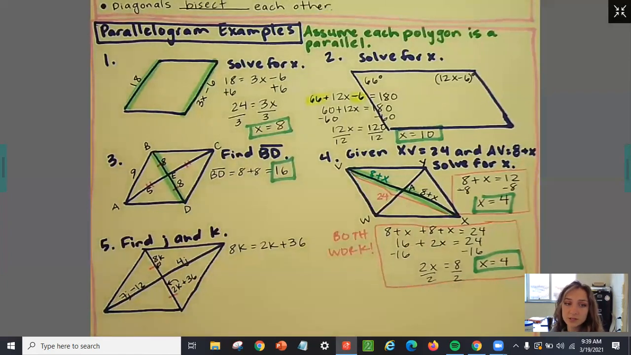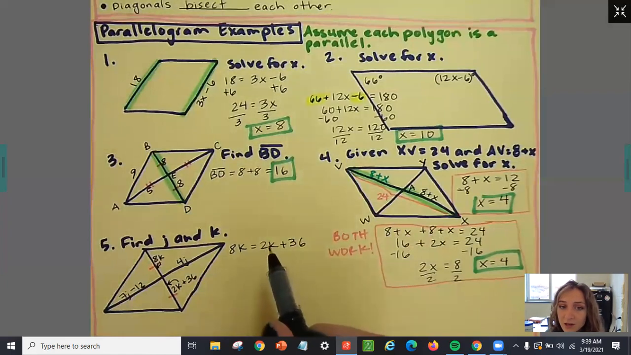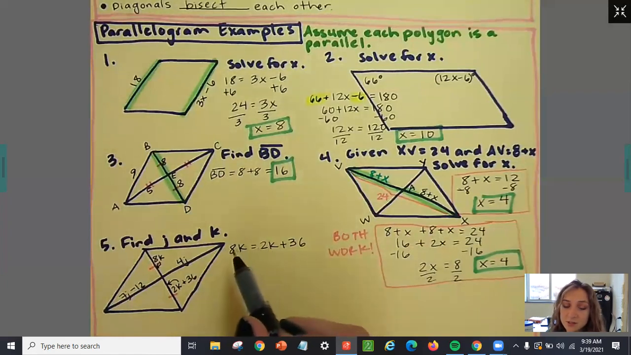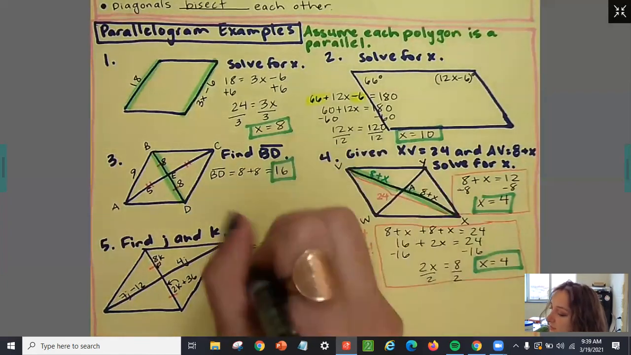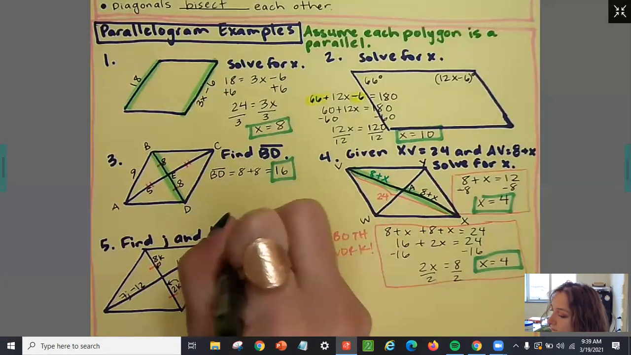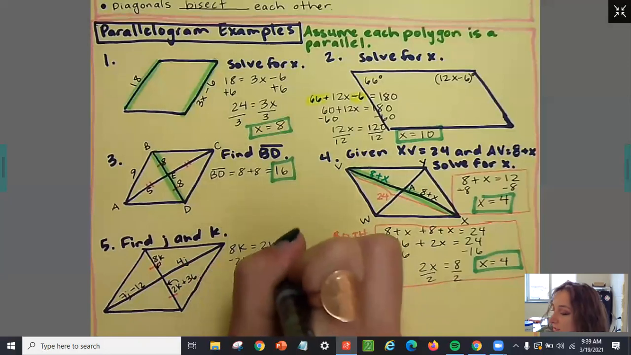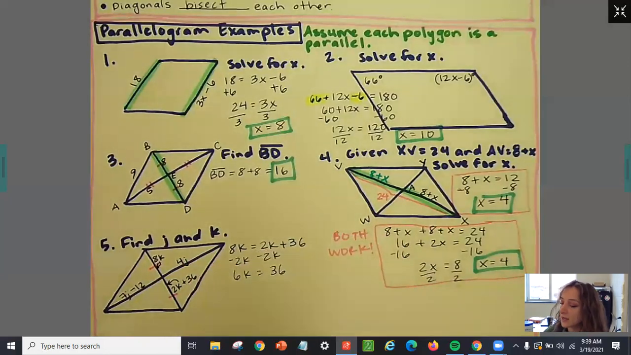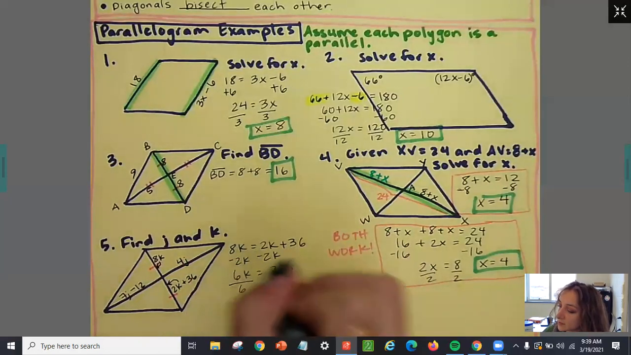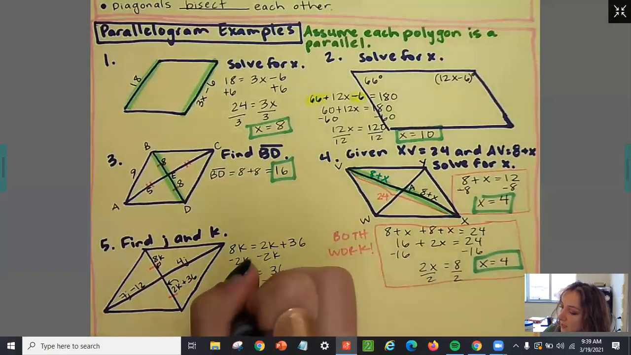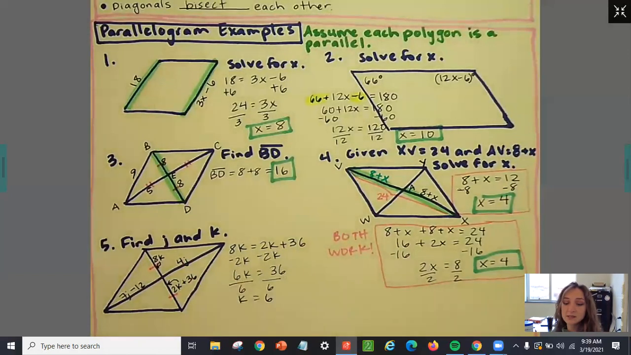Okay, so this is what we're going to be using to solve for K, so let's just go ahead and solve. I'm going to subtract 2K from both sides so we can get the K's on the same side. Okay, so we're going to get 6K equals 36. And then to solve for K, the last step is going to be dividing by 6 on both sides. So we're going to get K equals 6. And now we're going to solve for J.